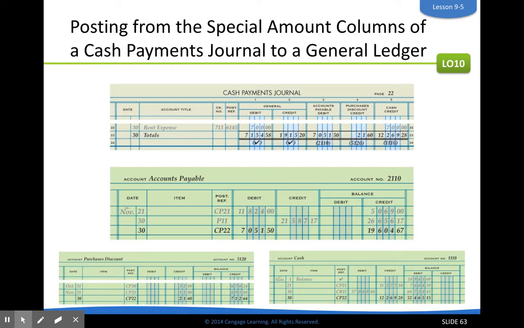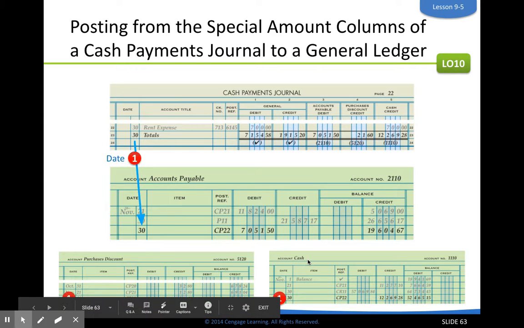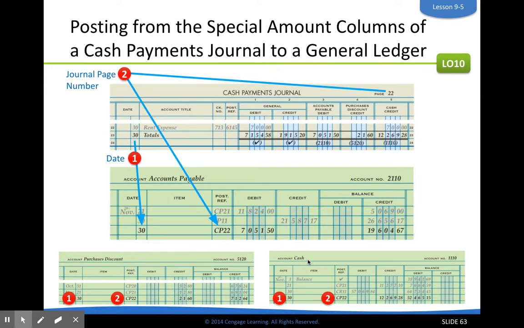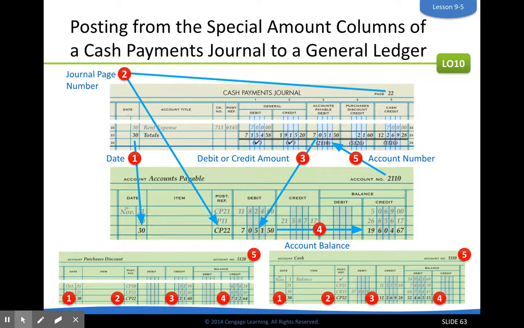So we don't need to post the general amounts because we've already posted those amounts individually to the accounts in the account title column. We need to post our 3 special amount columns, however. So we have accounts payable, purchase discount credit, and cash credit into their individual ledgers. Last date of the month, cash payments journal page 22, the individual amount, update the balances, and then finally put the account number in parentheses underneath each of those special amount columns.